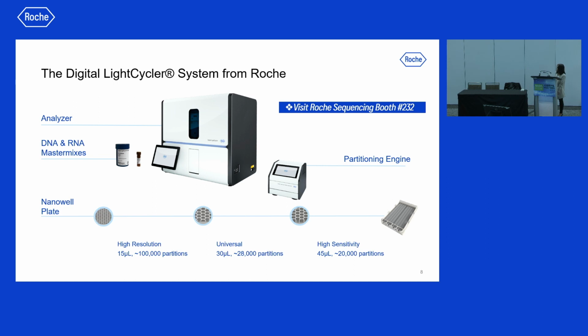Here we have the high resolution with a 15 microliter fill volume and 100,000 partitions. The universal, which has a 30 microliter input volume and about 28,000 partitions. And finally, the high sensitivity with a 45 microliter input volume and about 20,000 partitions. Now, each of these nanowell plates actually can be tailored for your specific application of interest.